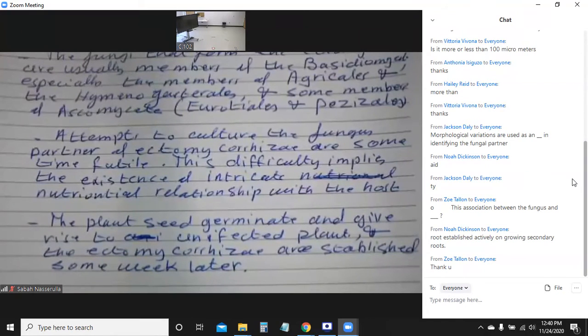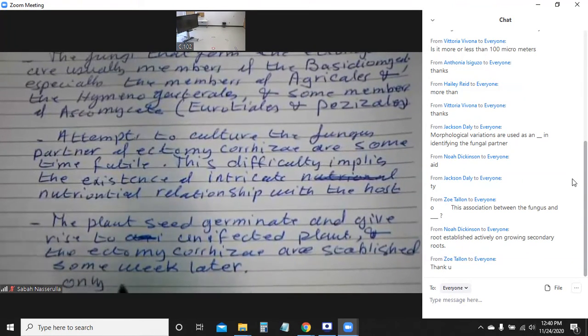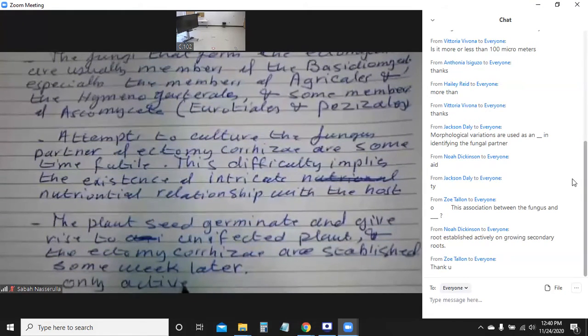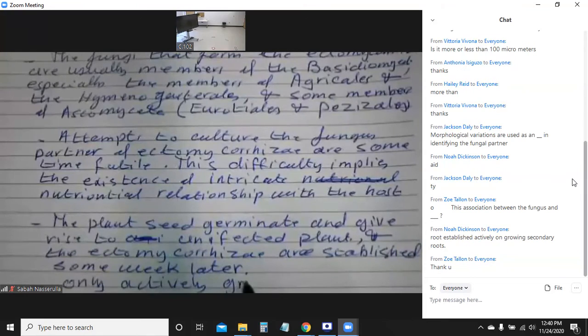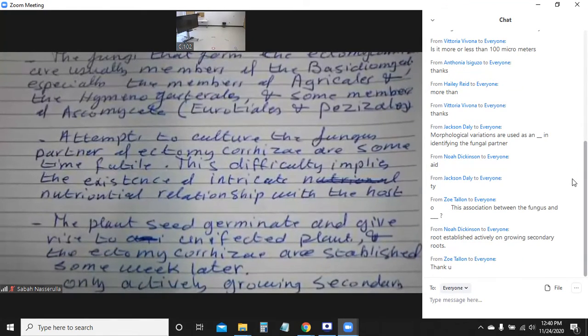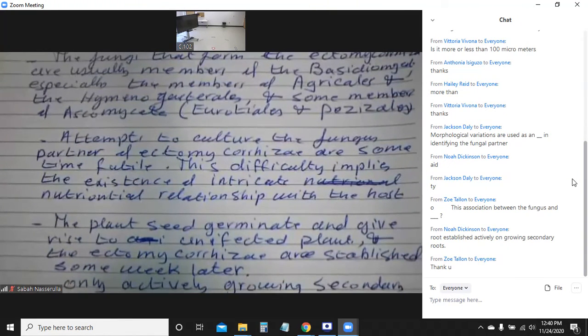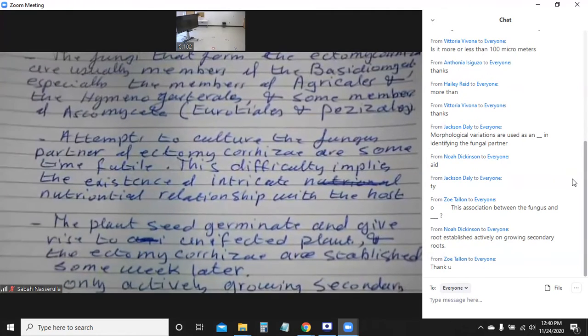And usually only these active secondary roots are the ones, as I mentioned before, that are infected with the mycorrhizae. To mention, only actively growing secondary roots are invaded. Are you following this? Okay.